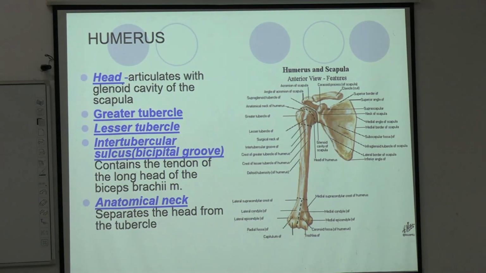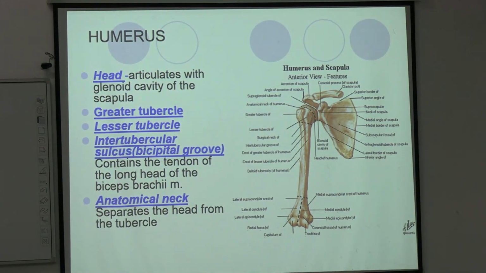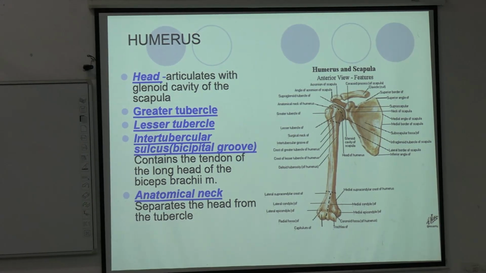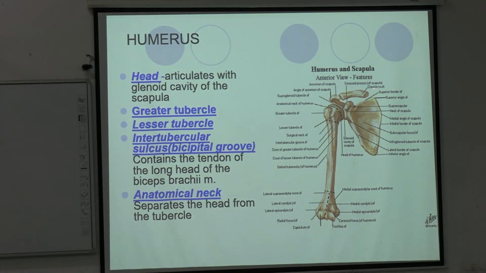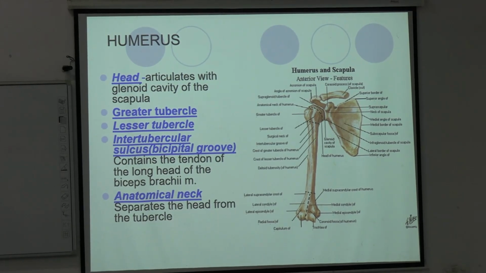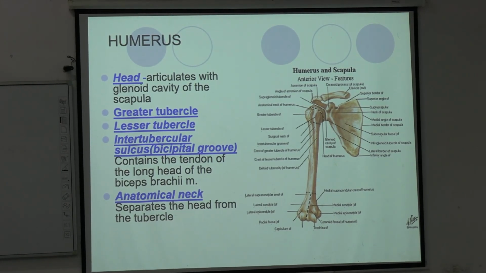The upper end has a head and two projections, tuberosities, which we call the greater tubercle and the lesser tubercle. In between we have a narrow cleft running, which we call the intertubercular sulcus. Again, this is something you have to know. Then the narrow constricted part we call the neck of the humerus. That is again very important for us. So this bone you are seeing from the front side.